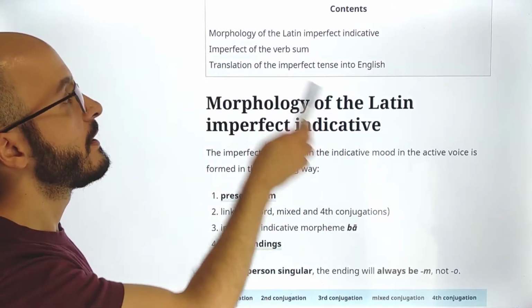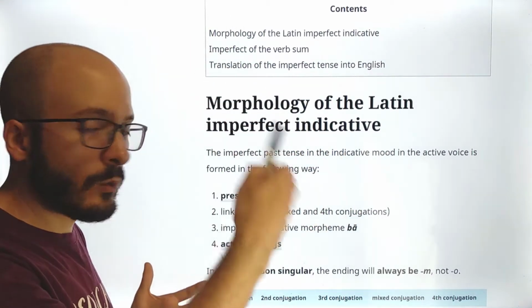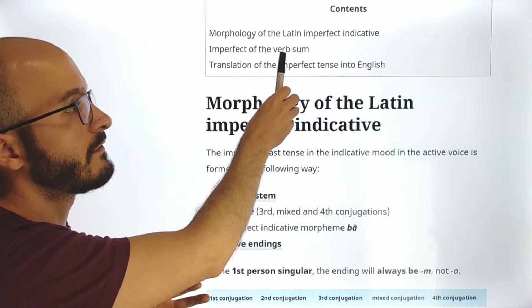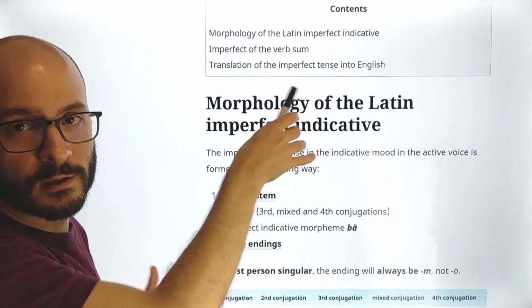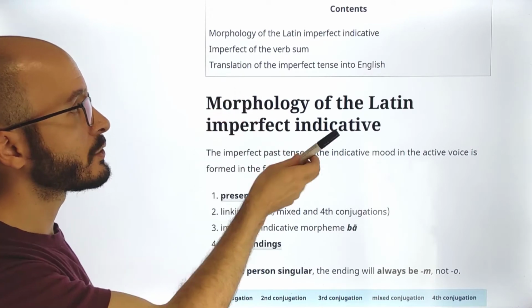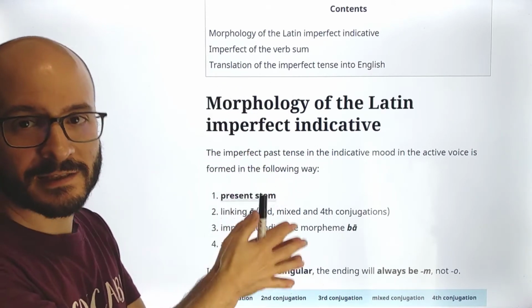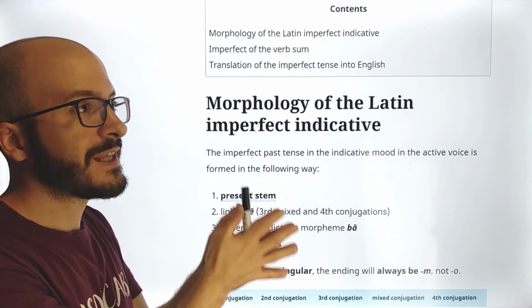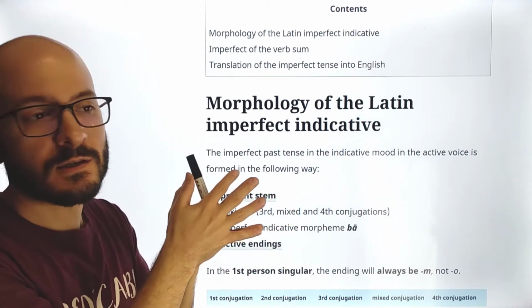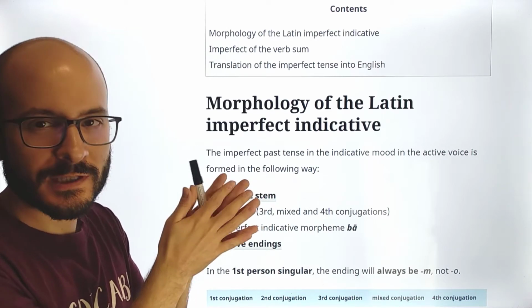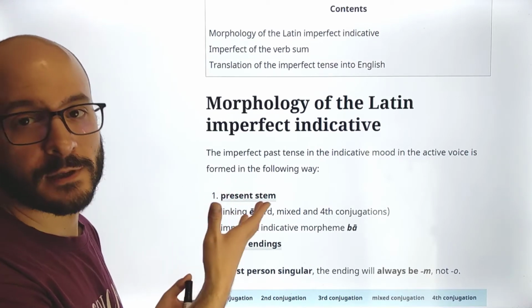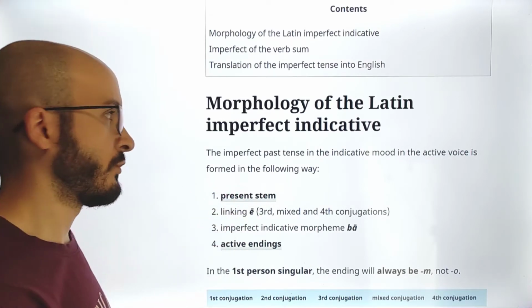Of course, the first thing that we have to learn is the general morphology of the imperfect. Then, as always, every time that we learn a new tense, we have to learn by heart the imperfect of the verb sum, which is very irregular. And then, this is very important, we are going to see how to translate this tense, because English doesn't really have an equivalent of this imperfect. So we need to know how to translate it every time it appears in our text, which is going to be quite often, okay?